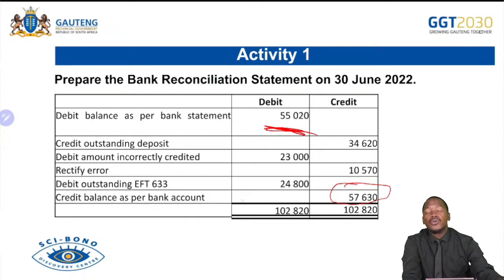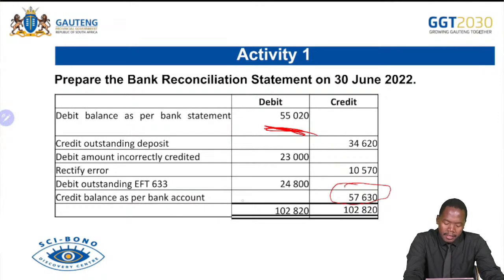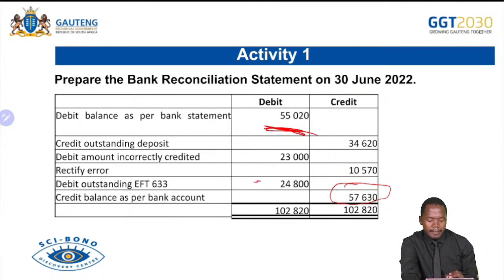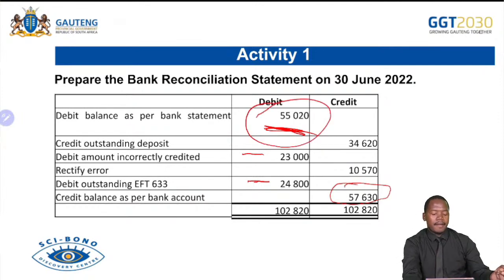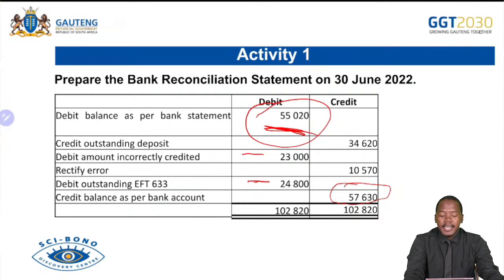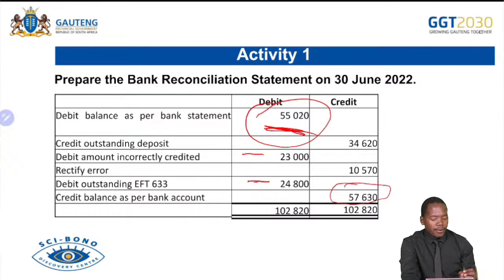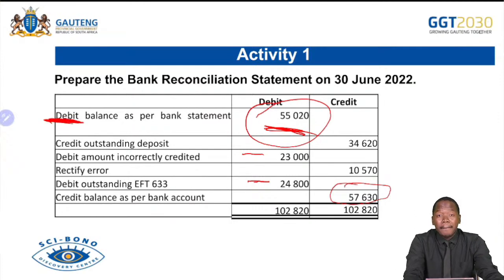And then 102,820. Subtract now. I'm going to subtract 24,800. I subtract 23,000. Now I will arrive at my balance as per bank statement. Now, why is 55 on the debit side? Because this is the smaller side. So now, if you can see here, I must indicate, I will say debit balance as per bank statement because the amount is shown on the debit side. Right.